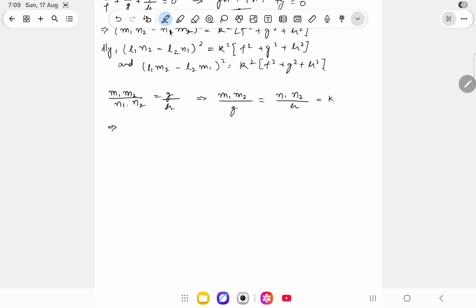So from here I can calculate L1 plus L2. If we observe the similarity, we'll get this thing equal to L1 upon L2 f. So from here I can calculate L1 L2 plus M1 M2 plus N1 N2, which equals k times f plus g plus h.